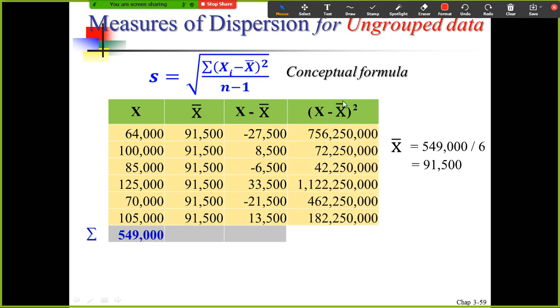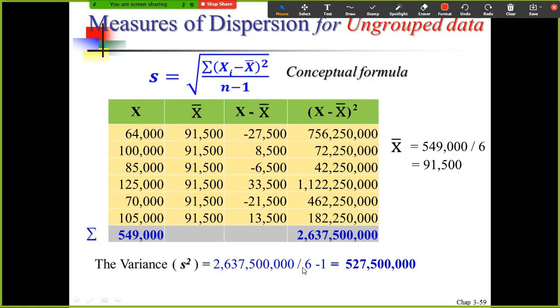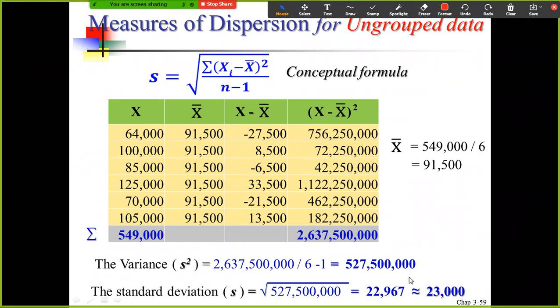So I need to take the square. Then I add them together and divide it by n minus 1, which is 6 minus 1. So this is the variance. In order to get the standard deviation, you need to take the square root of the variance. So our standard deviation is approximately 23,000.